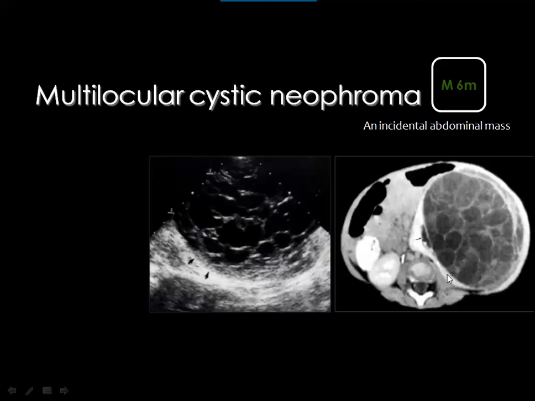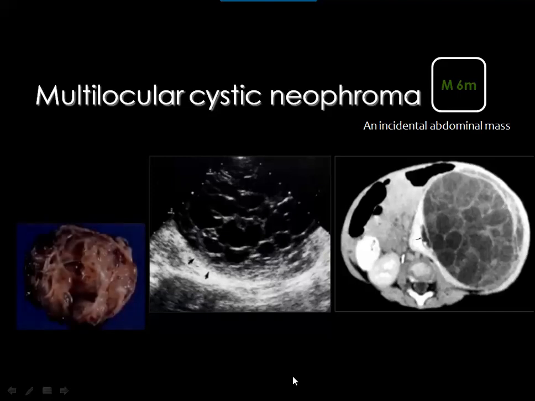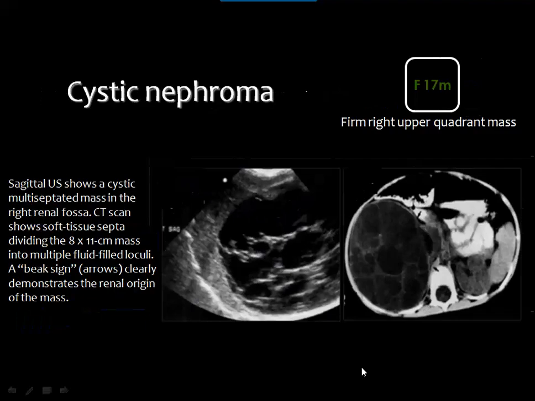You can see very well the claw sign, or the extension of the enhancing renal parenchyma along the border of the lesion, with multiple cystic lesions as well as internal septations. And once more, this is a female child, 17 months old. And you see a big cystic lesion in the kidney with internal septations, and this is the appearance by the non-contrast CT scan of the abdomen.